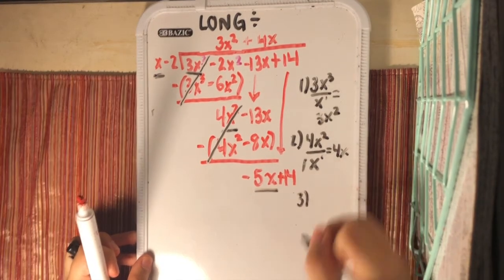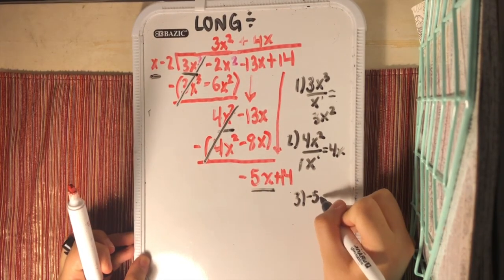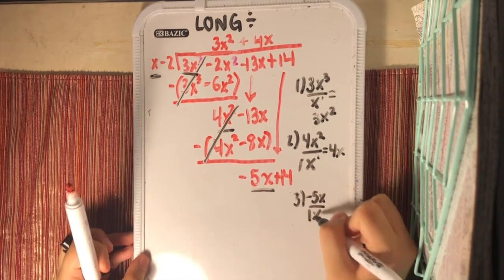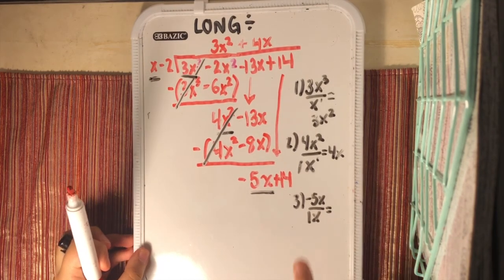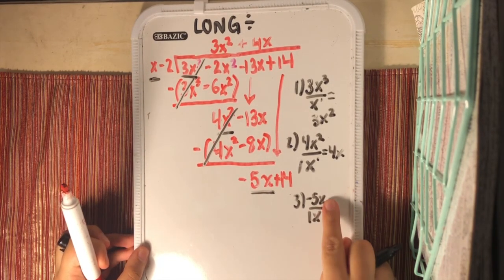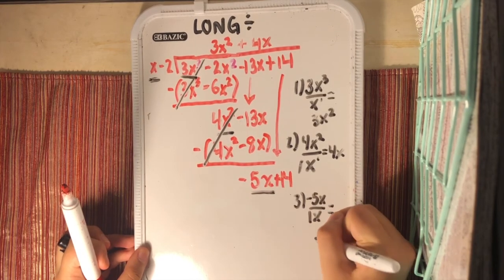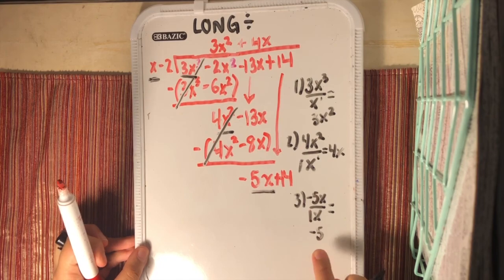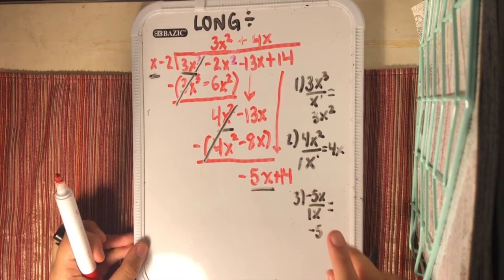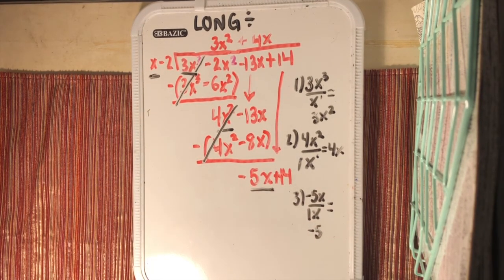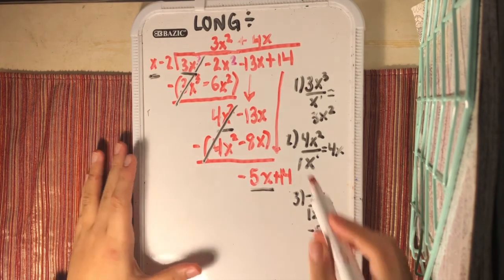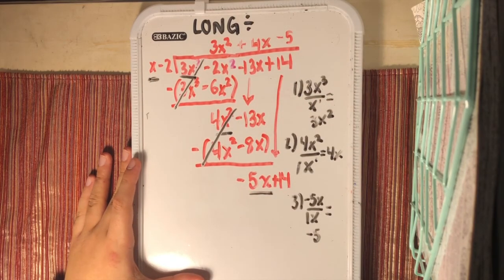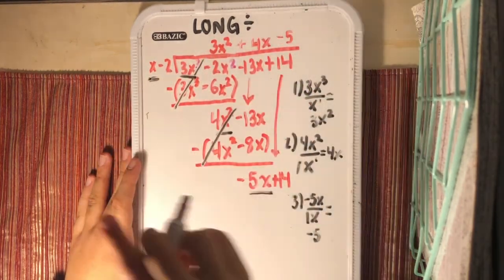So we're going to write number 3, and we're going to say negative 5x over x, or you can think of it as 1x, right? Negative 5 divided by 1 is negative 5. I'm going to write it below because I don't have enough room. So negative 5 divided by 1 is negative 5, and x divided by x will cancel out. So we're just left with this negative 5. So I'm going to write this negative 5 up here as part of our quotient again. And now we're going to distribute once more.